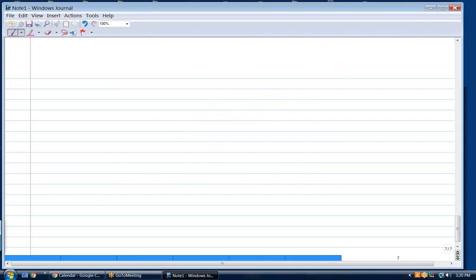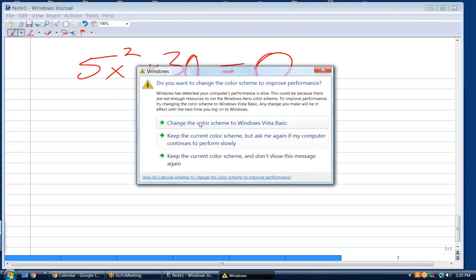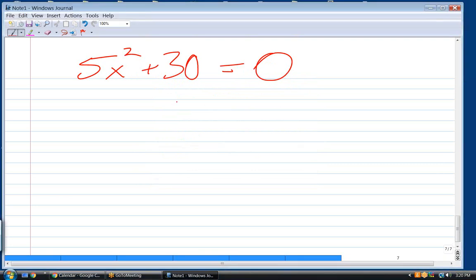The next one I have is 5x squared plus 30 equals 0. Immediately, I recognize this is not a normal-looking quadratic. It's missing the x term. When I am missing the x term, I don't need to solve it like a normal quadratic. You just subtract the 30. I'm going to take the 30 and put it on the other side.